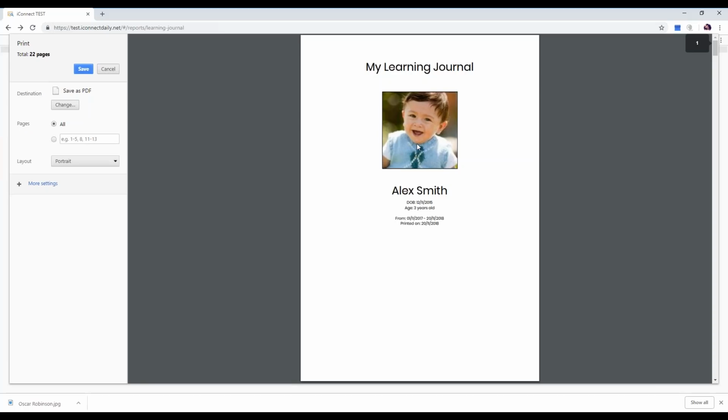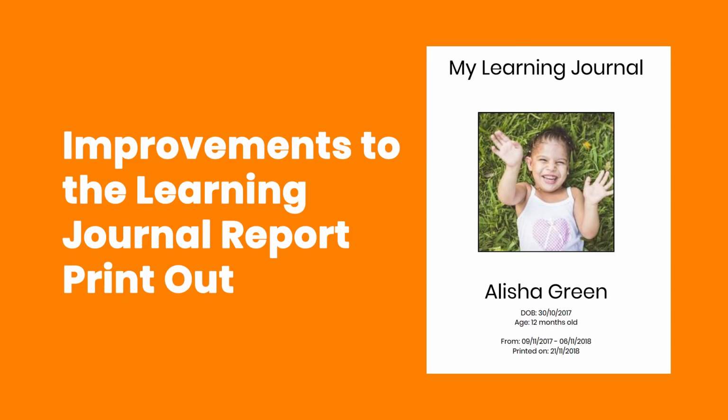The next improvement made to the Learning Journal report has been made to the Learning Journal report printout. The Learning Journal printout will now give you a front cover which will give you a short summary of the report. You'll see the child's profile picture, their name, date of birth, age, the date between which the report has been run on, and the date the report has been printed on.